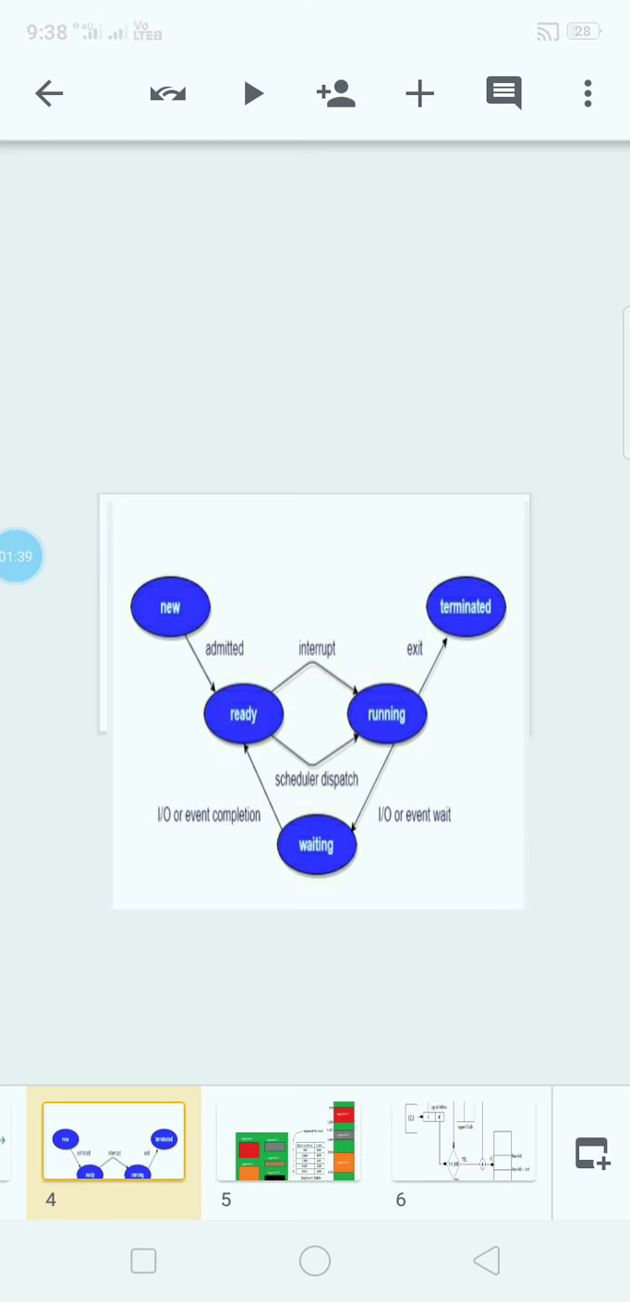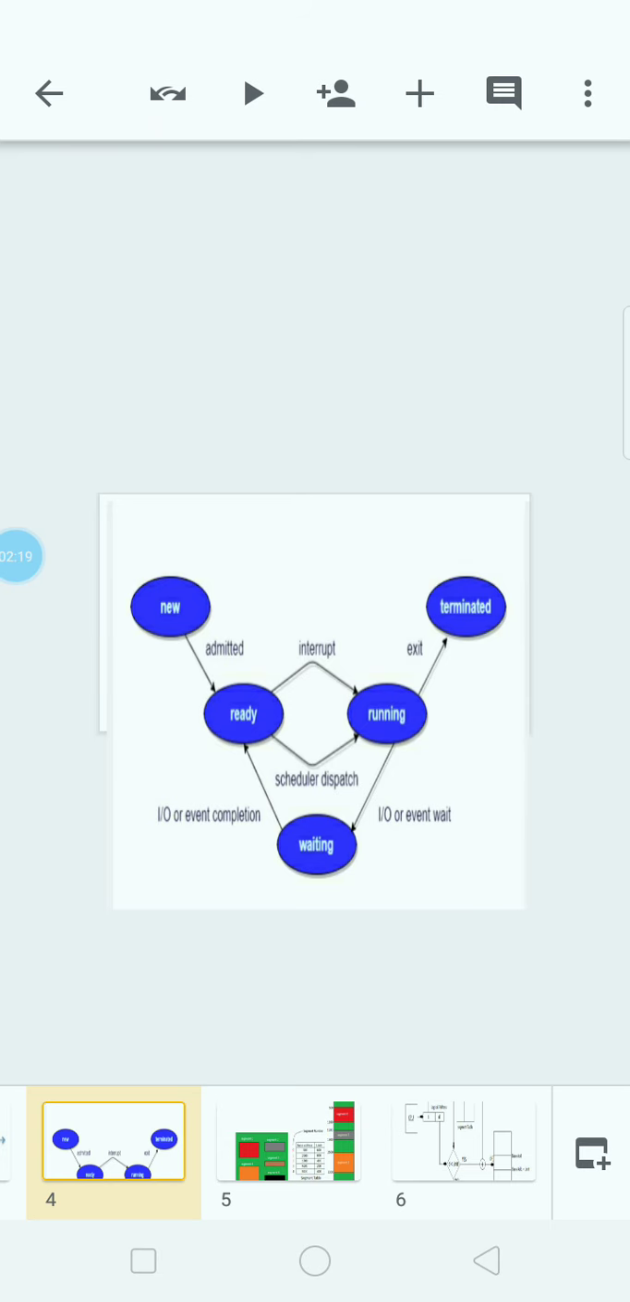Now, this process memory is divided into 4 sections for efficient working. The text section. The text section is made up of the compiled program code, read from non-volatile storage when the program is launched. Now the next is the data section. The data section is made up of the global and static variables allocated and initialized prior to executing main.